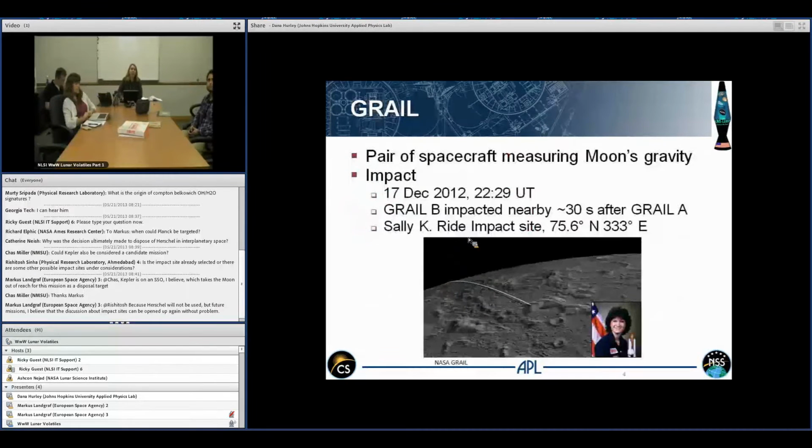Then there was the GRAIL spacecraft, a pair of spacecraft that were measuring the moon's gravity. At the end of the mission, when fuel was running out, they determined that the spacecraft were going to hit into this site here, which was renamed the Sally K. Ride Impact Site.